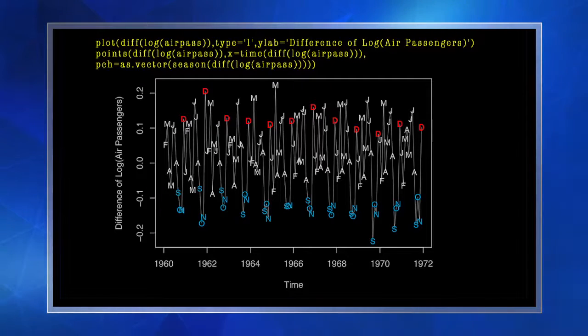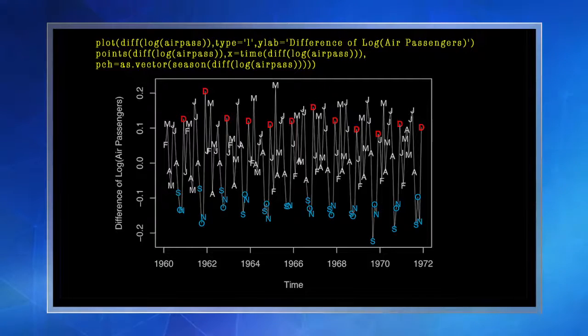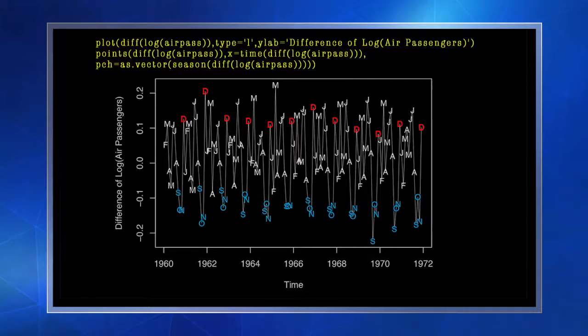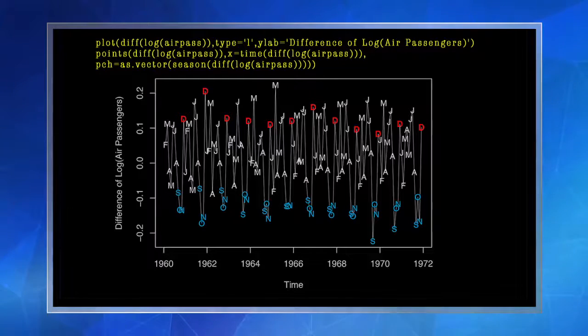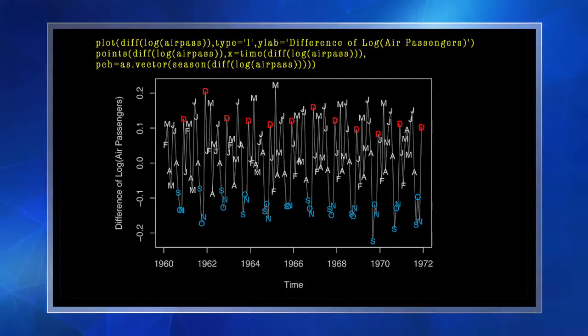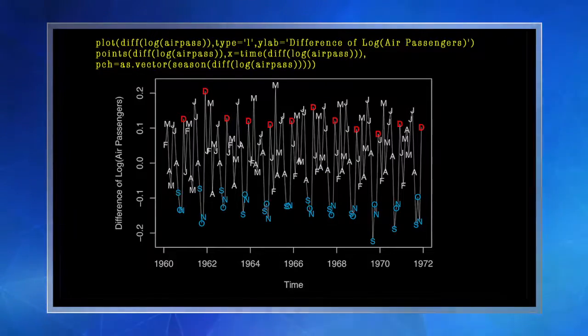Well, we see the seasonality. It starts to pop out now once we've put those plotting symbols on the data. So you'll notice Septembers, Octobers, and Novembers, these are mostly at the low points. And December, that's mostly at the high point.